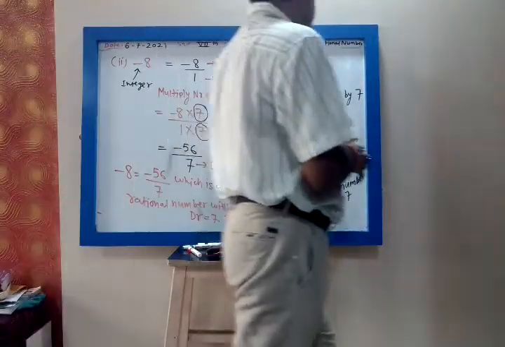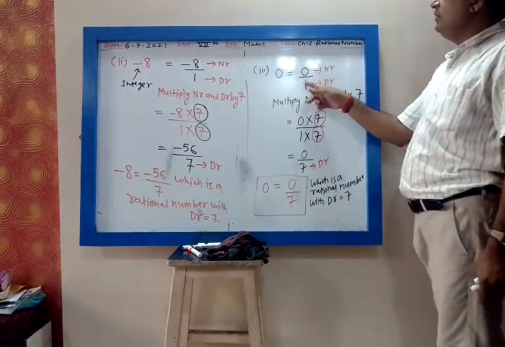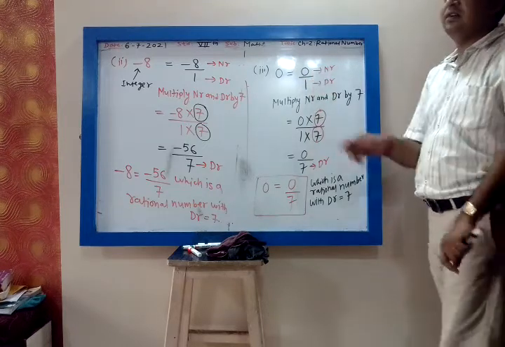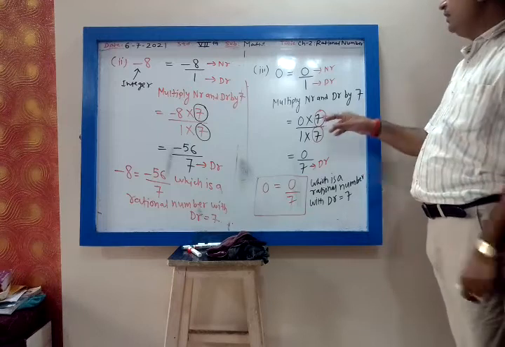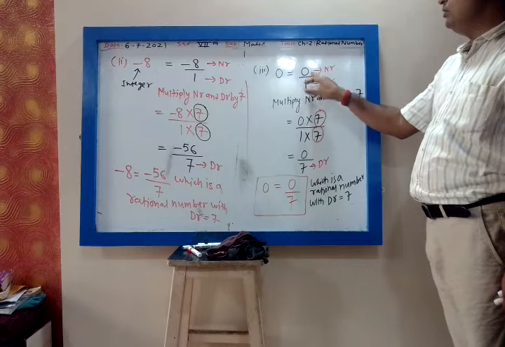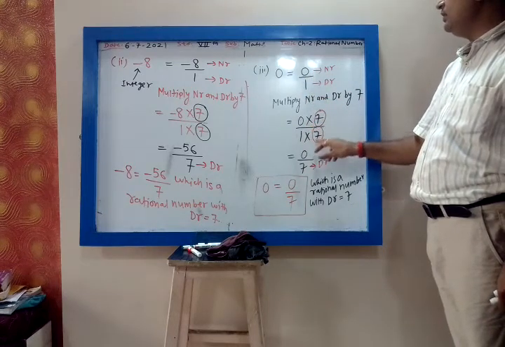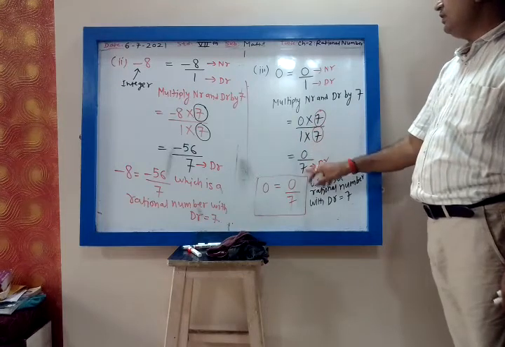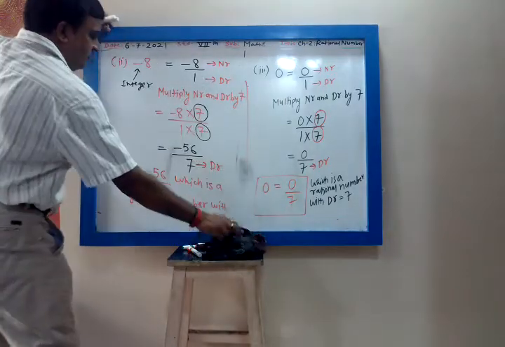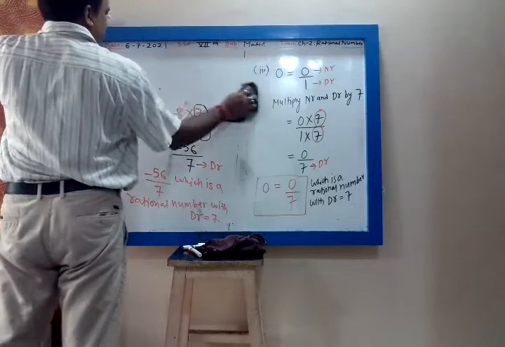Is it clear, this 0? 0 I can write as 0 upon 1. 0 divided by any negative number or any positive number is 0. So 0 upon 1, but we want denominator 7. To convert 1 into 7, I will multiply numerator and denominator with 7. So 0 into 7 upon 1 into 7. 0 multiplied by any number is 0, and 1 into 7 is 7. So 0 upon 7. So 0 can be written as 0 upon 7.